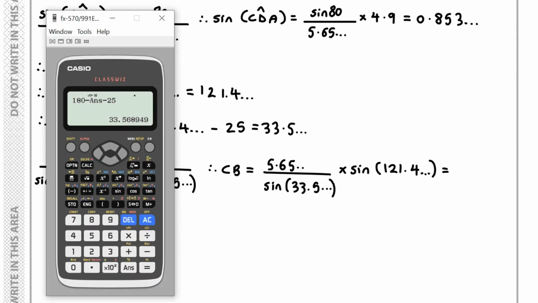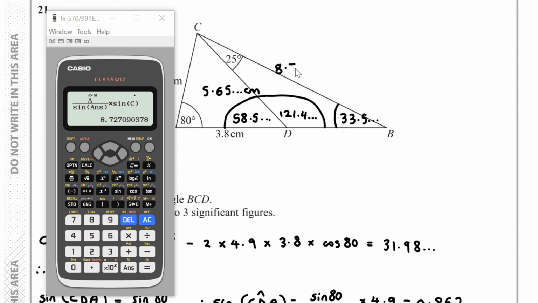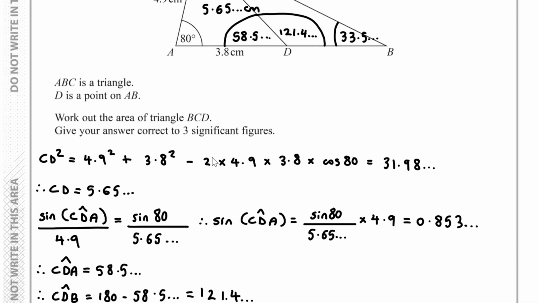So let's work this out. We have this value, so we've got that value A over the sine of this, multiplied by the sine of C, which is 8.72, etc. So we've got 8.72, etc. Let's add this to the diagram. 8.72, etc. centimeters.